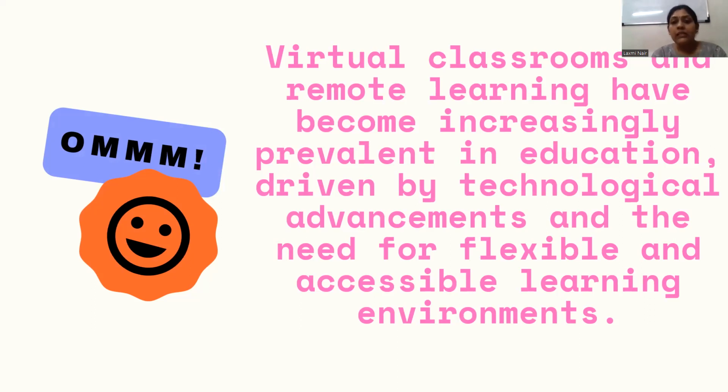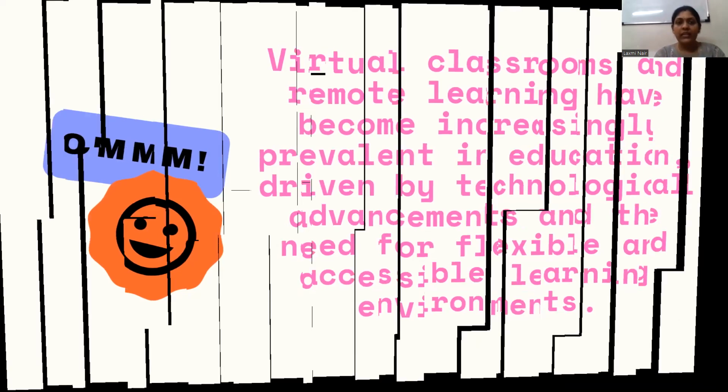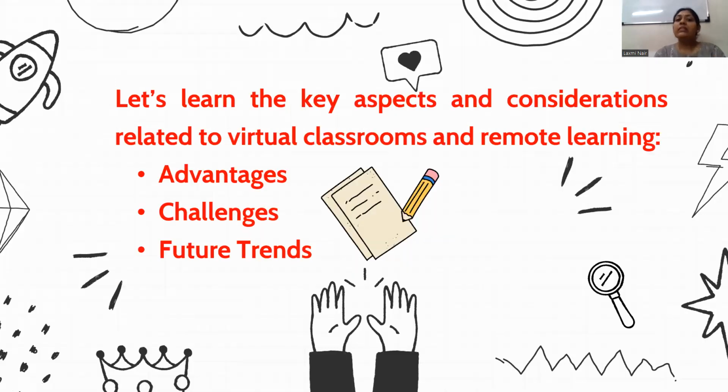Accessibility, yes, here it talks about technological advancements. Definitely we need to have a technologically advanced setup to get into the virtual classroom setup. And flexibility, yes, we have the flexibility in learning environments and accessibility. That is only and only possible when we talk about being in a virtual setup. Now, keeping these aspects in mind, we move ahead and talk about the three important key aspects or considerations when it comes to virtual classrooms and remote learning.